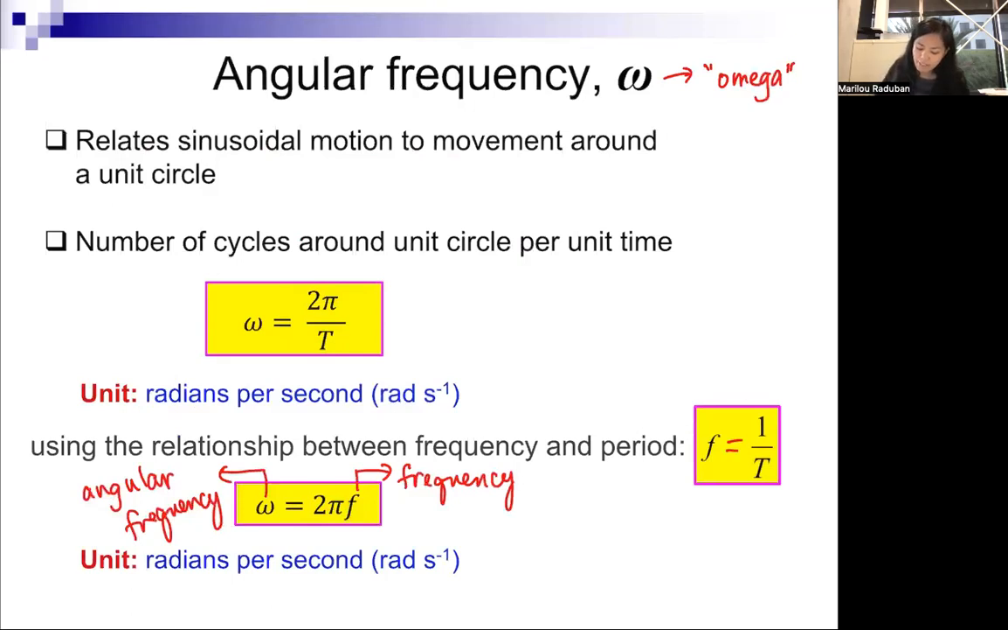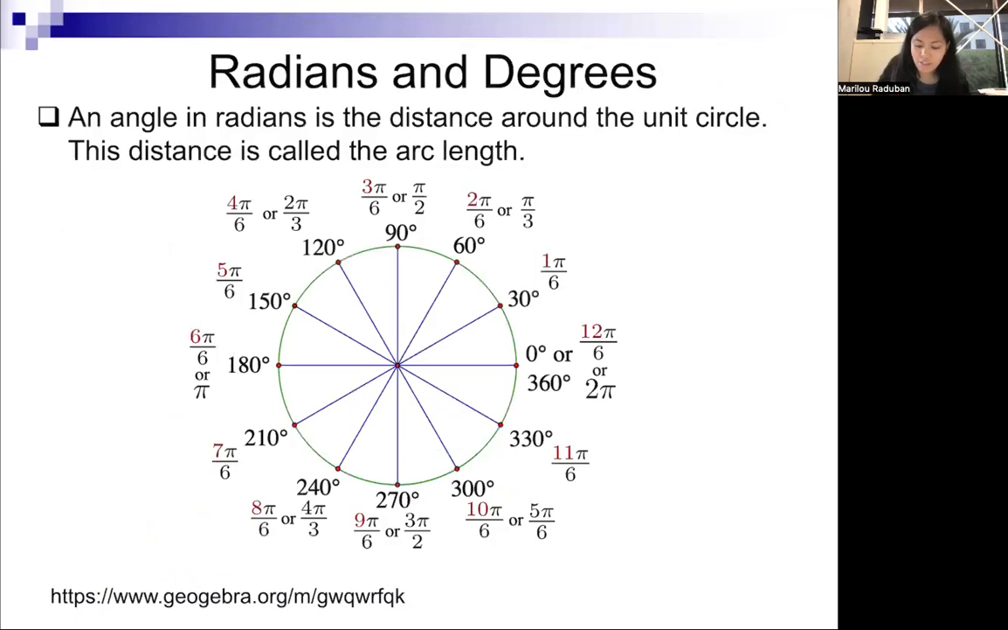Okay, so let's talk a little bit more about radians. What is a radian? Radians is essentially just the distance around the unit circle. So 2 pi is the whole distance around the circle, which is the circumference of the circle. And radians is also a form of an angle. The distance around the unit circle is what we call arc length. So one round around the unit circle, the circumference of the circle, is 2 pi.